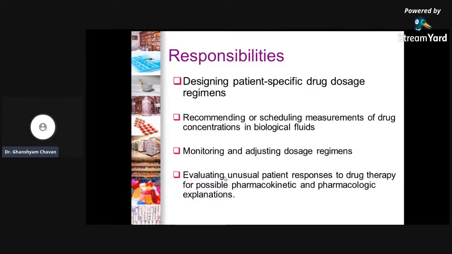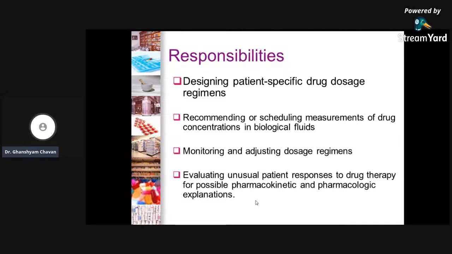Evaluating unusual patient response to drug therapy is very important. If any person has any adverse events, adverse drug reactions or adverse effects, in that case we should monitor them, and look for possible pharmacokinetic and pharmacological explanations. So once you get any sort of adverse drug reaction, we should be able to explain the proper reasoning. So what was the reason?